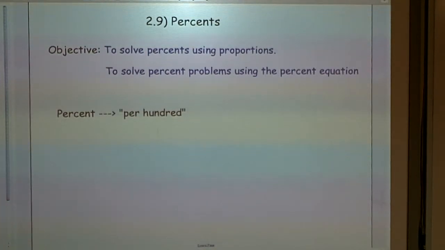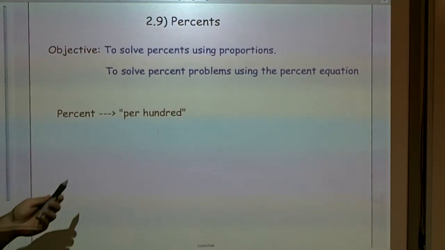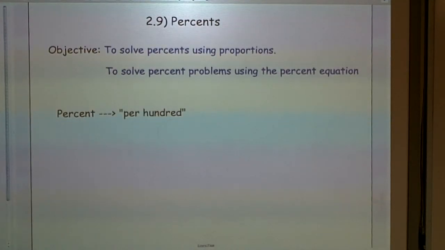Percents are seen all over the place. We see them in consumer math, we see them in statistics, anywhere from statistics of sports to statistics in business. So percents are pretty important, and we're going to take a look at a couple different problems today that deal with percents.